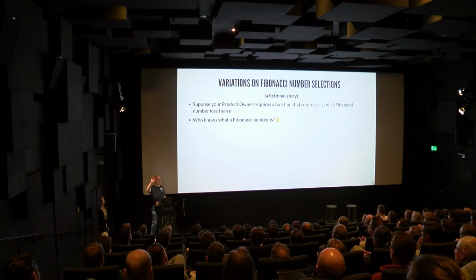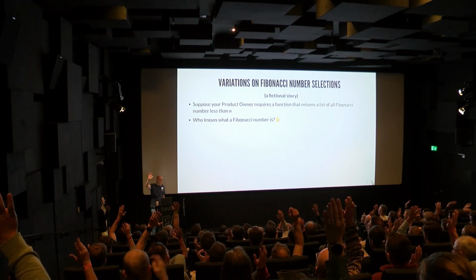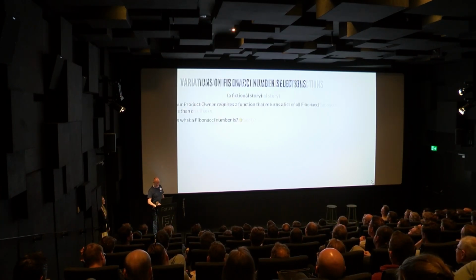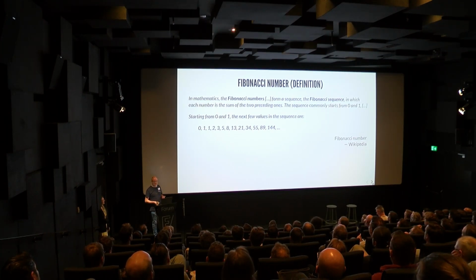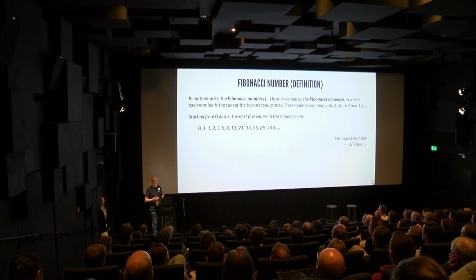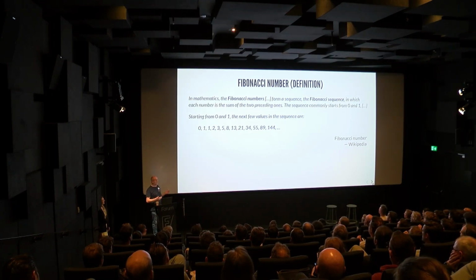So first of all, who knows what the Fibonacci sequence is? Quick recap. The Fibonacci numbers form a sequence in which each number is the sum of the previous two. And you start with the first two numbers, usually 0 and 1.